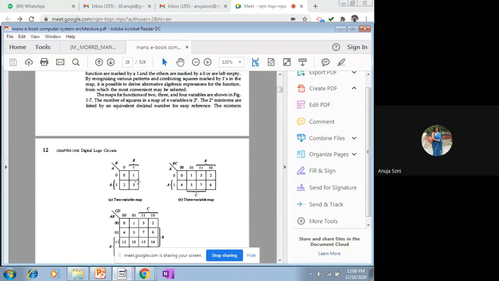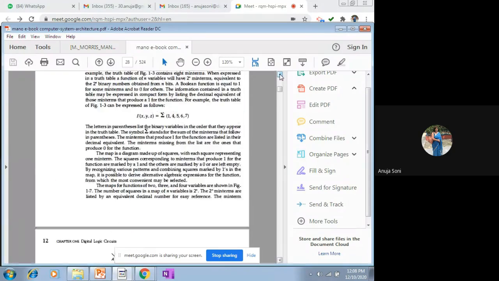How many cells or squares will be there within this K-map depends on the number of min terms for that specific expression, and the number of min terms depends on the number of input variables used in that expression. How many input variables are there? Three input variables. With the help of three input variables, how many min terms? 2 raised to the 3, that means 8 min terms will be there.